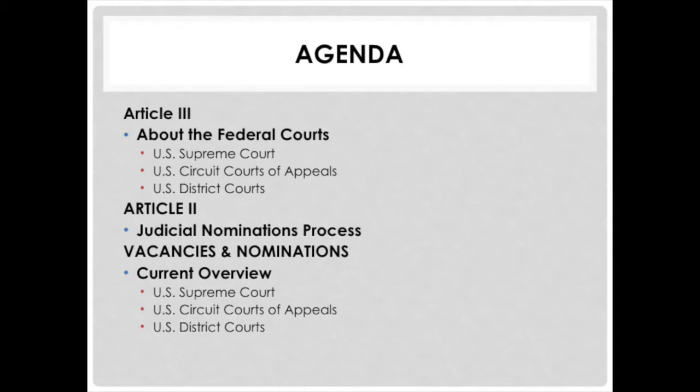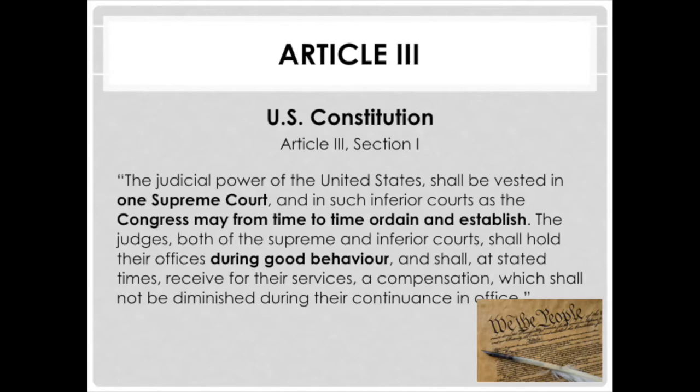As you can see in the language of Article 3, Section 1 of our Constitution, it talks about how the judicial power is going to be vested in one Supreme Court and in such inferior courts as Congress may from time to time ordain and establish. In that, the Constitution really does only declare that there is one Supreme Court, but Congress gets to decide the district courts and circuit courts in terms of numbers and locations around the country.